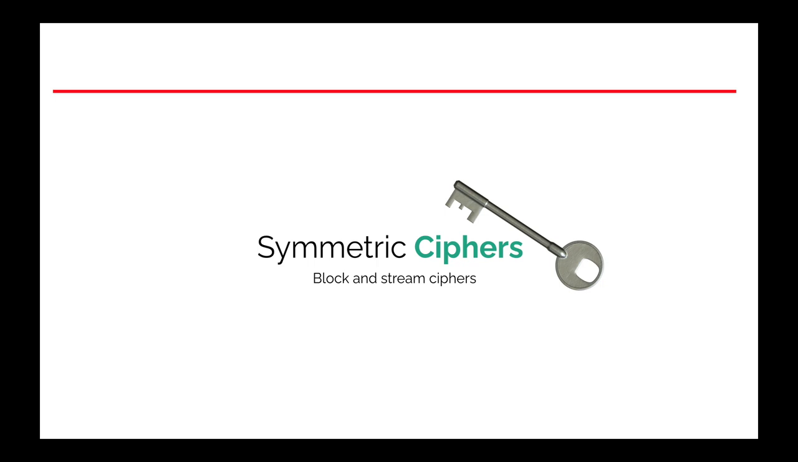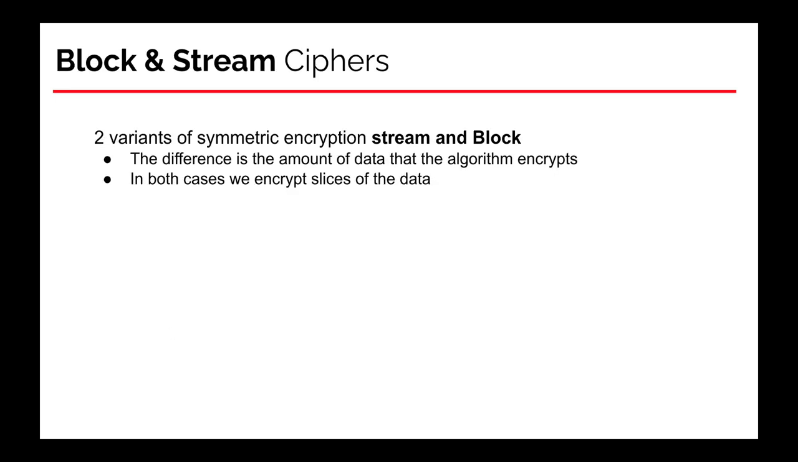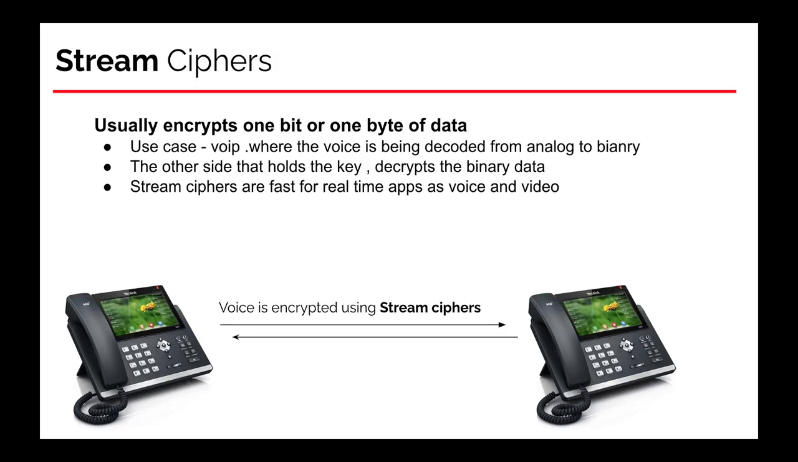Now, symmetric ciphers, we have said that they use the same key, that is one key that is used to encrypt and to decrypt. Now, we divide between two variants of symmetric ciphers. The first one is block cipher, and the second one is stream cipher. The difference is the amount of data that each algorithm encrypts. And let's start with a stream cipher.